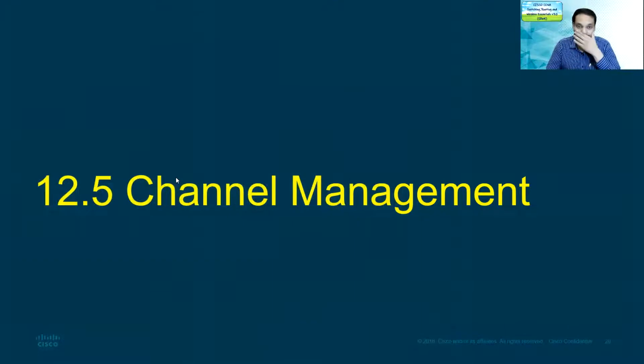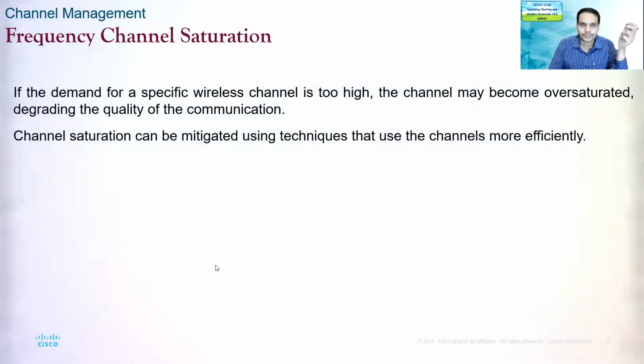So let us talk about channel management. When you talk about wireless, we have to talk about channels. Generally, if the demand for a specific wireless channel is too high, the channel may become oversaturated, degrading the quality of the communication. Channel saturation can be mitigated using techniques that use channels more efficiently.